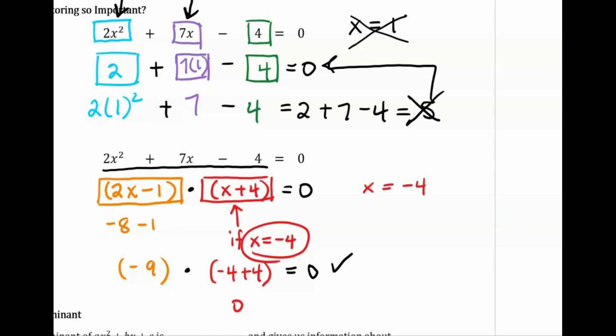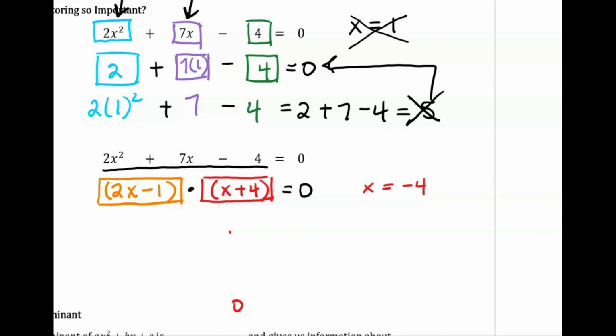Let's go see what would need to happen in the orange box. If I want the orange box to give me 0, what should I let x equal? Then you can look at that box and figure out what x needs to be. Or if you don't see it so easily, you can set that factor equal to 0, solve for x, and get x as a half.